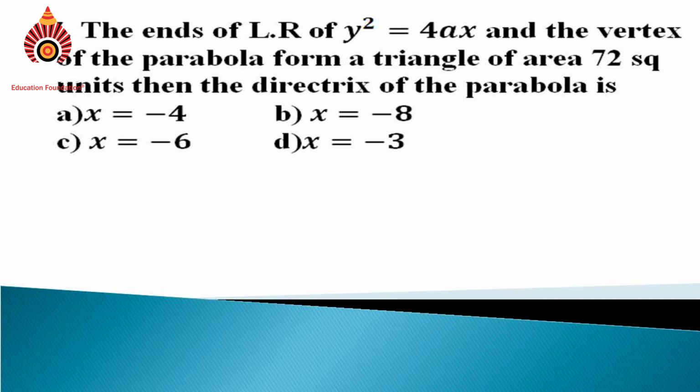Come to question number 15. The question is: the ends of the latus rectum of the parabola y square equal to 4ax and the vertex of the parabola form a triangle of area 72 square units. Then the directrix of the parabola we want.